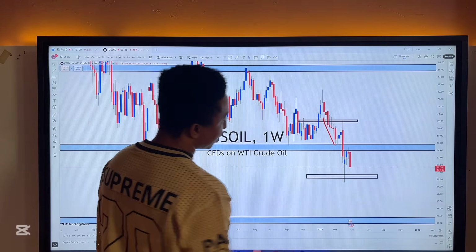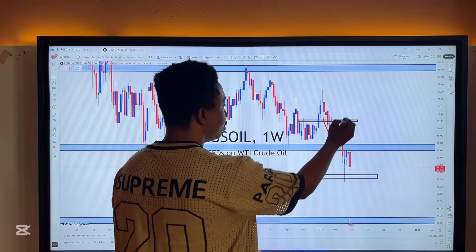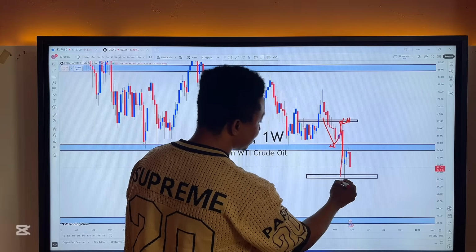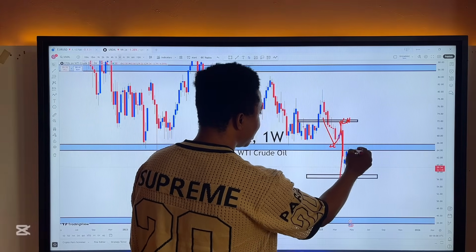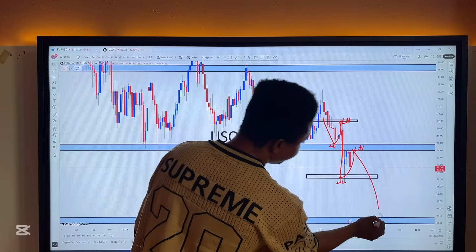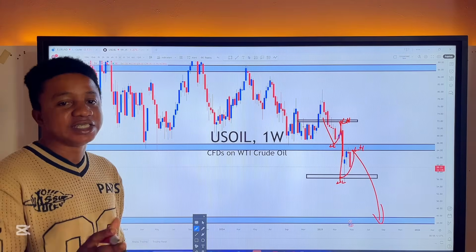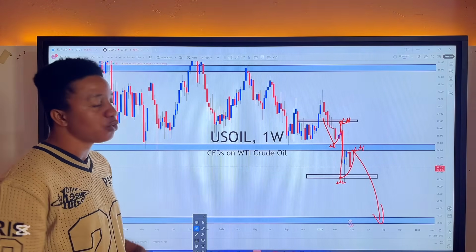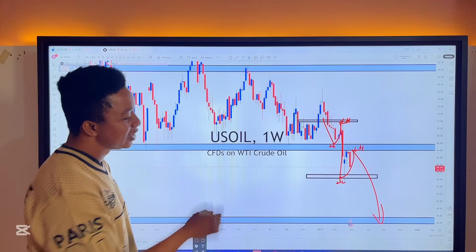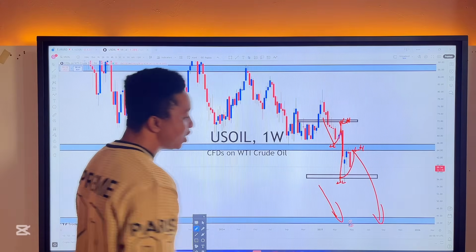So this was a push to the downside, which gives us a lower low, lower high. What happens next? A new lower low. What happens? A new lower high. Where do we go? We move continuously to the downside. So the weekly time frame is giving us this beautiful downtrend, which is also indicating that we are indeed dropping all the way to the downside.